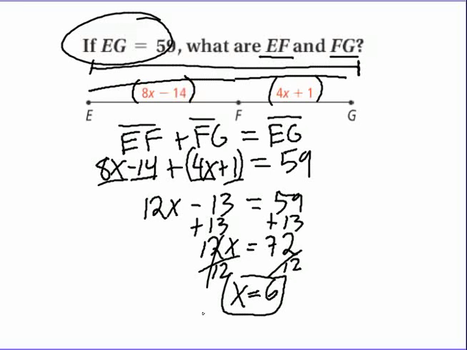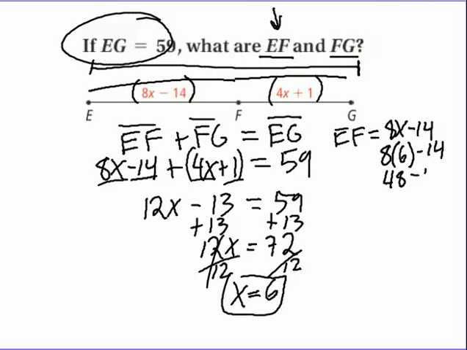I still have to go back and find EF. So I know again that EF equals 8x minus 14. And I just plug in that 6. 8 times 6 minus 14 equals 48 minus 14. Okay, and then that is going to equal 34. That's EF. Got to watch our notation, make sure we've got that line segment over that.